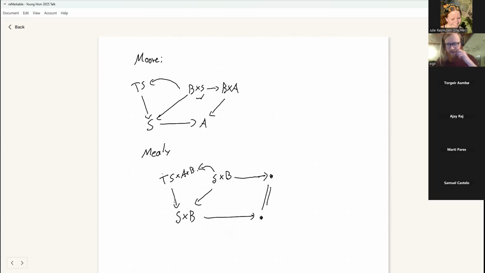Now, a way of setting up a Mealy machine like dynamical system would be to look at a function like this. I'm going to take S times B, where B is this input space. Then I'm going to form the trivial bundle and have a map to the tangent bundle times A times B. So now it's the trivial bundle of A's over B's to this bundle. So I know where I am and I know the input, and I produce a tangent vector and an output.